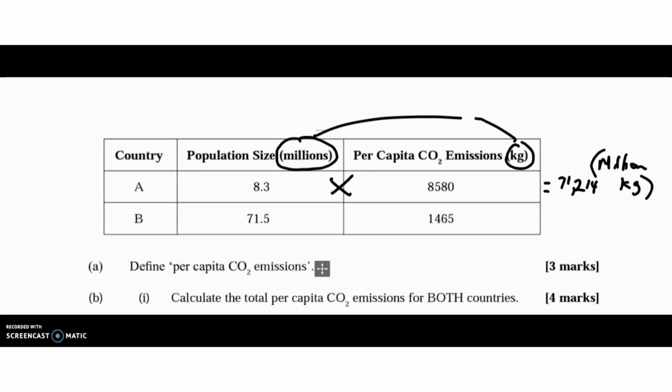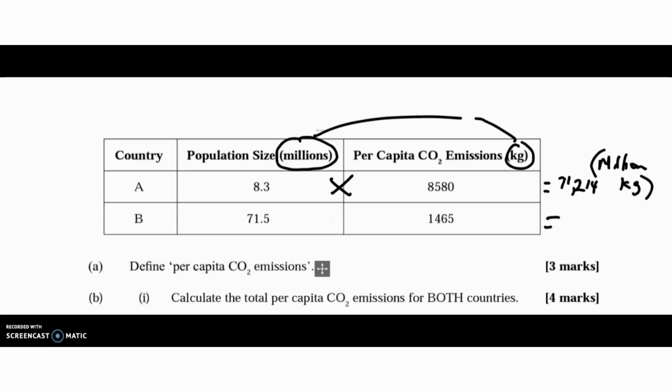So it will be 71,214 million kilograms in brackets. You put million kilograms. This is the same thing as saying 71 billion 214 million kilograms. Listen to me. You understand what I'm saying?